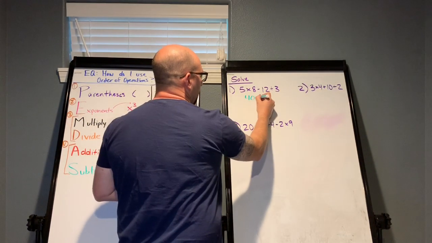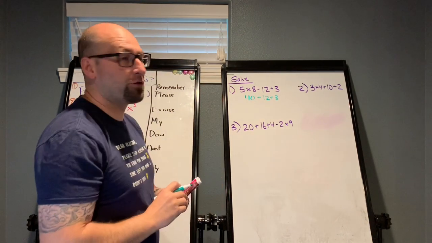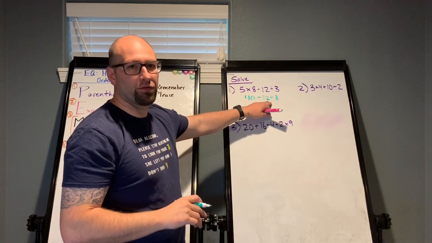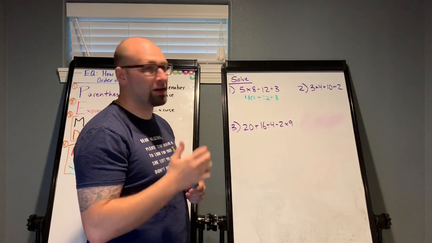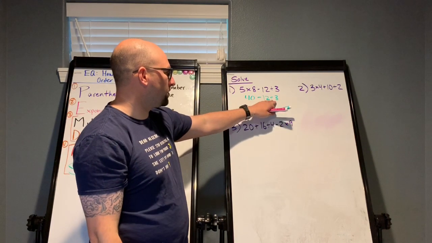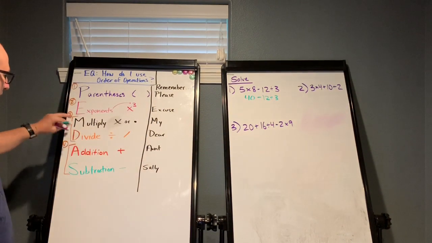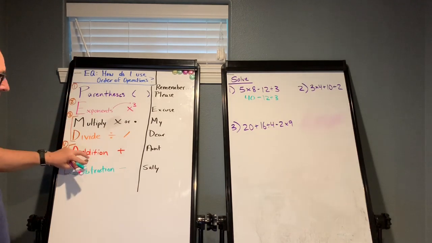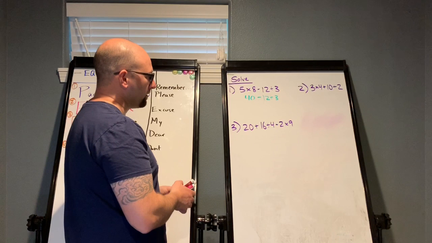So 40 minus 12 divided by 3. Now, if you were to go 40 minus 12 first, that's not actually the accurate way to do it. You need to do, remember, multiplication and division. So division is before subtraction. So right here we've got multiplication, division, step 3, and then we have addition, subtraction. So you don't want to do the subtraction first. You actually want to do the division.